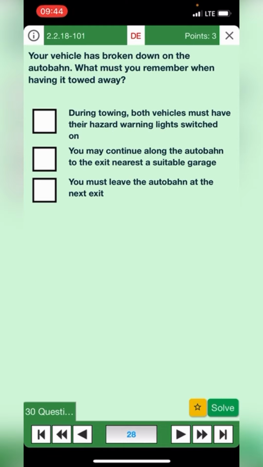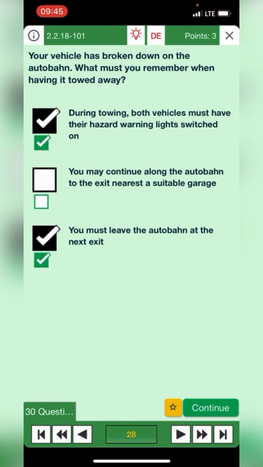Your vehicle has broken down on the autobahn. This is the question I was referring to. So one is on the motorway and one is on the autobahn. What must you remember? Remember, this is on an autobahn. During towing, both vehicles must have their hazard warning lights switched on. This we know. You may continue along the autobahn to the exit nearest a suitable garage. You must leave the autobahn at the nearest exit. I think the third option is correct, because it's an autobahn, you should consider exiting the autobahn as soon as possible.